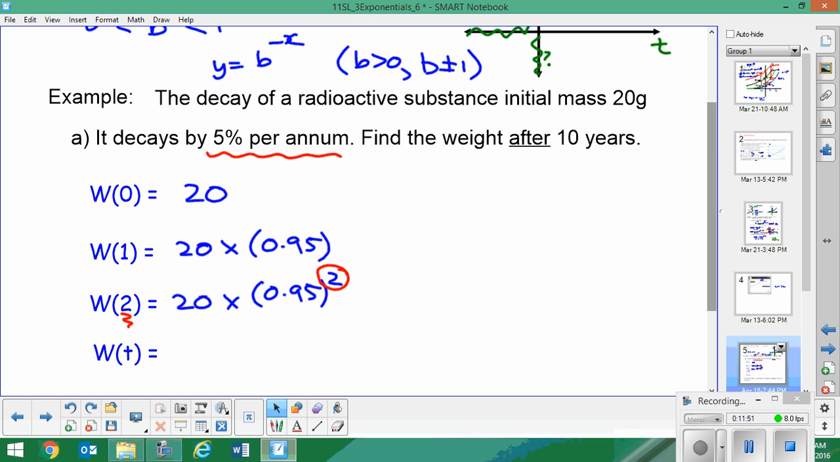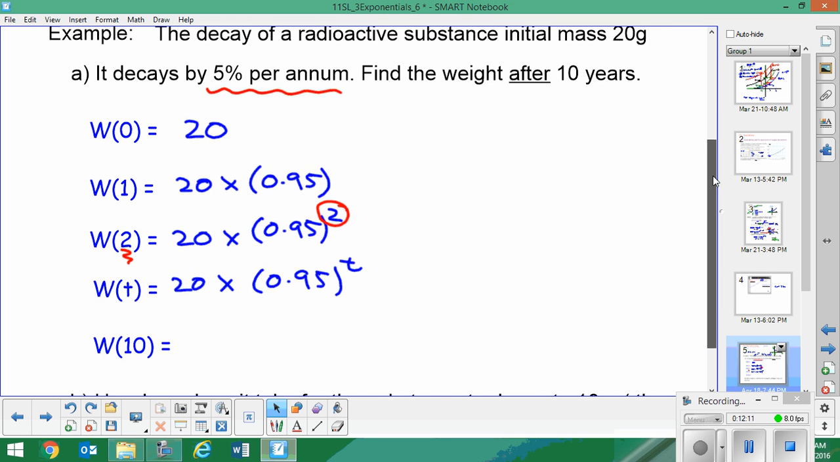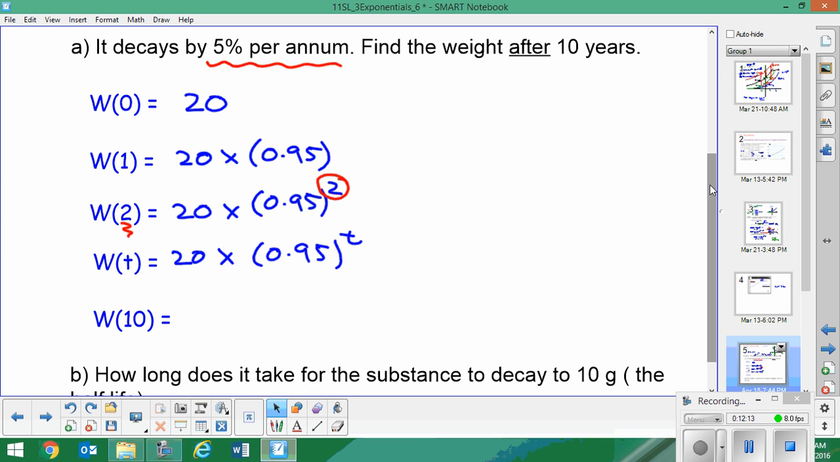Right. So therefore, our equation based on t is going to be 20 times 0.95 to the t. So always look carefully at your equations to see what time it's at what value. And you'll come across questions like that that get a bit confusing. If we want the weight after 10 years, so that means 10 years have passed, then we want 20 times 0.95 to the 10, and then putting that into your calculator.